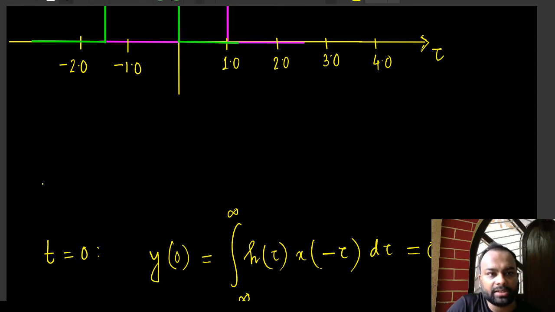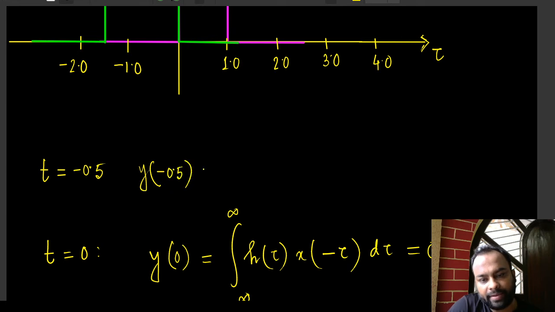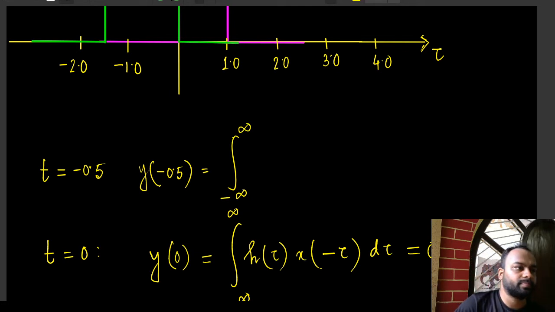In a similar fashion, I hope you got this. Again, please ask if you did not get this. So if t equal to minus 0.5, I'm calculating the output at minus 0.5 like that. So what do I get? From minus infinity to infinity, hold on.